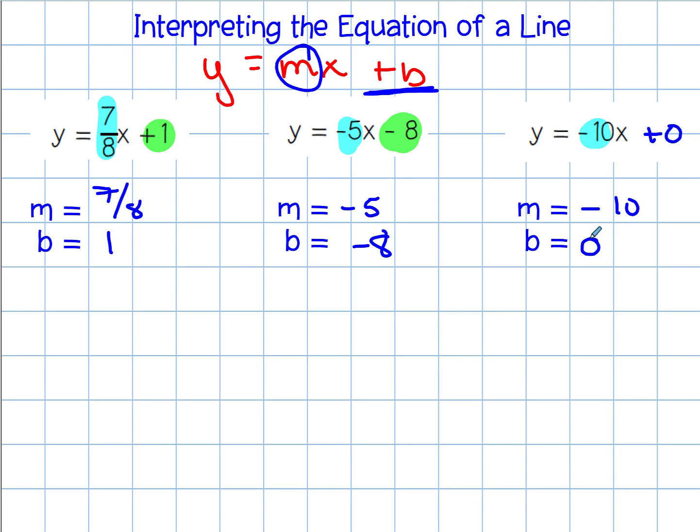Okay, so next, after this lesson, we're going to be learning how to use slope-intercept form to come up with a graph without having to do a table of values. It's called a quick graph.